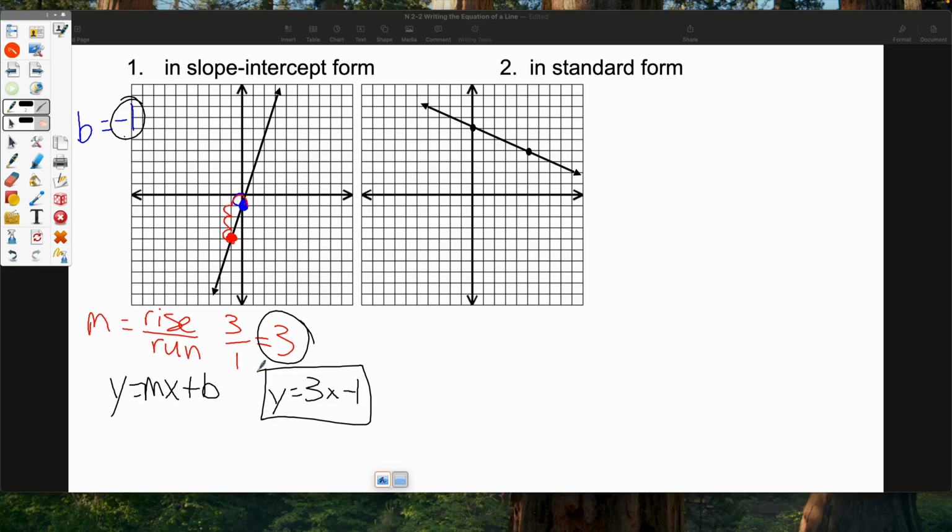Wait, how do you get the B again? I'm sorry. The b was our y-intercept. It's this blue dot right here. Oh, okay, never mind. I knew that.